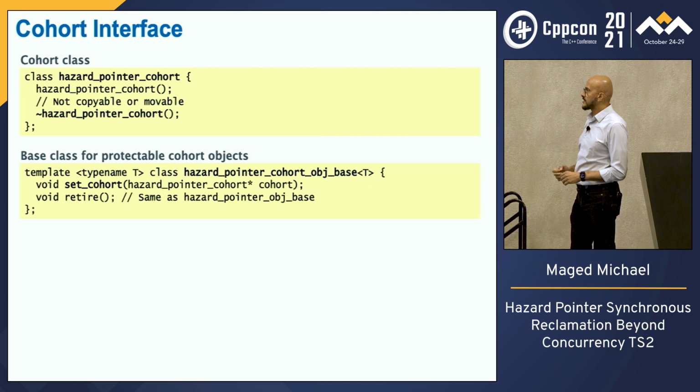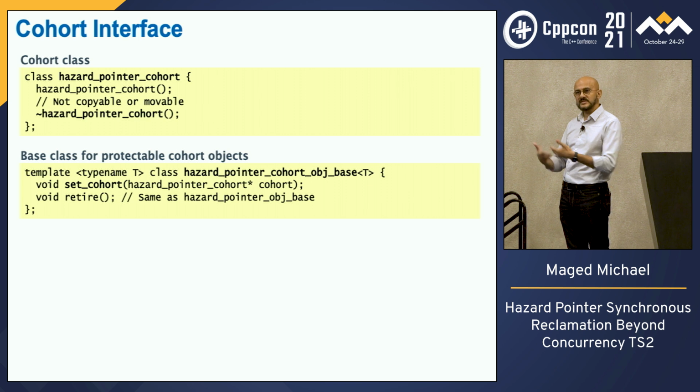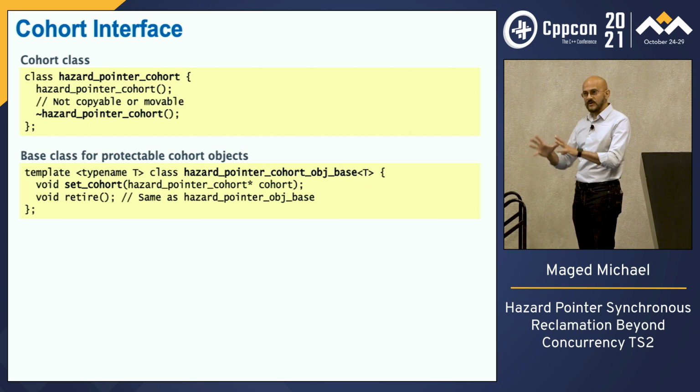The base class for the objects just needs to be aware of the cohort. It could be the same base class as in TS2 or a different base class. It just needs to support something to set the cohort, like saying, okay, when this object is retired, it's going to belong to that specific cohort.